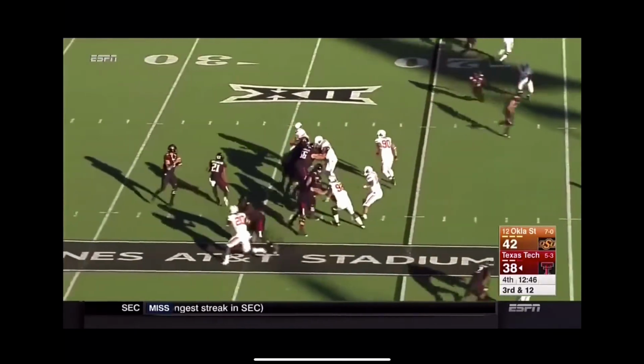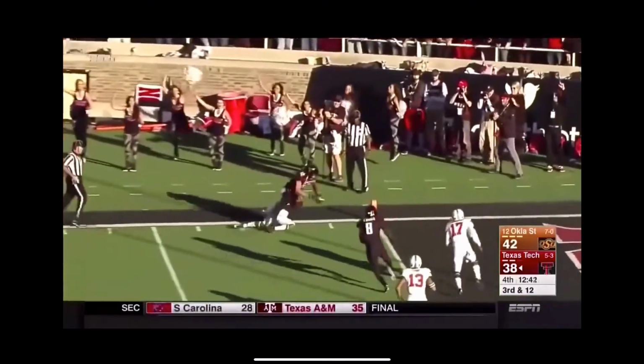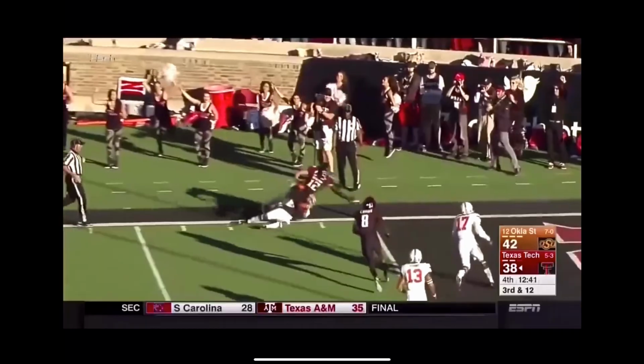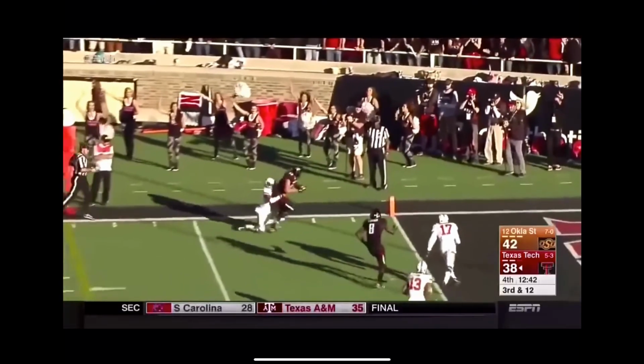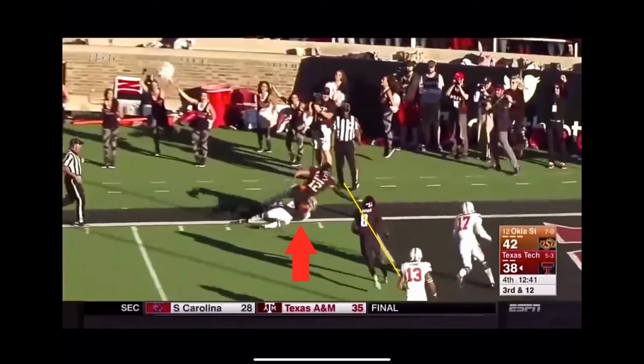Play number 2. This is also a get to the pylon play, but he gets the ball inside the pylon. So what we have to worry about on these types of plays is, is there a double action to consider? Is he down prior to the ball reaching the pylon or the goal line plane?